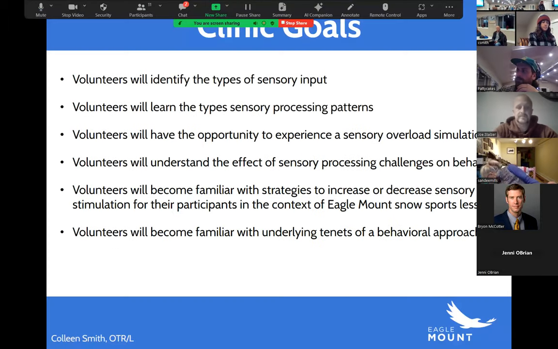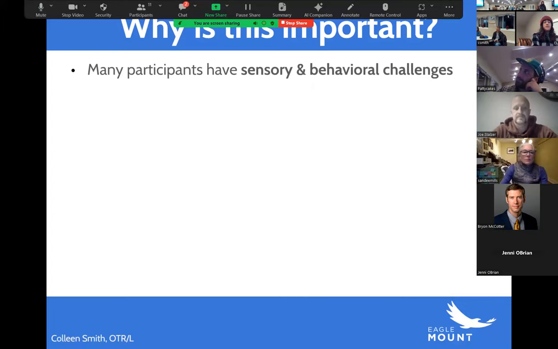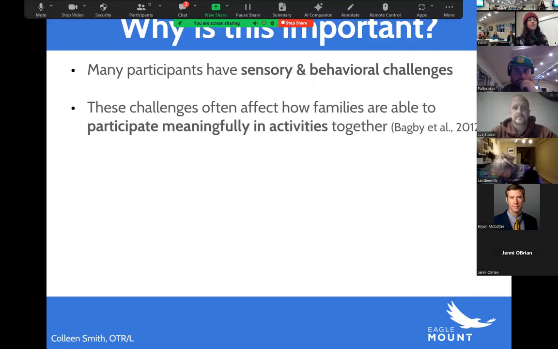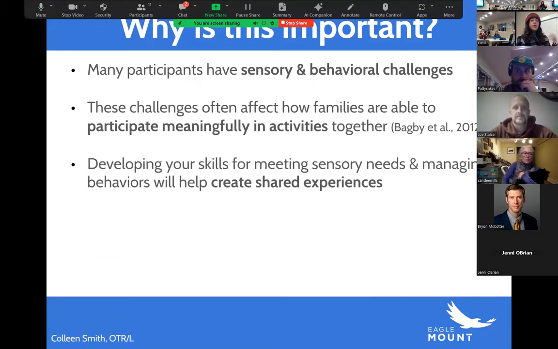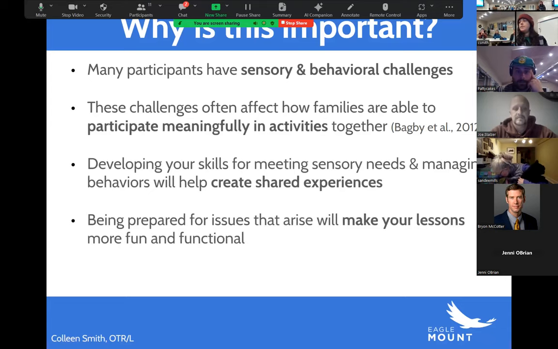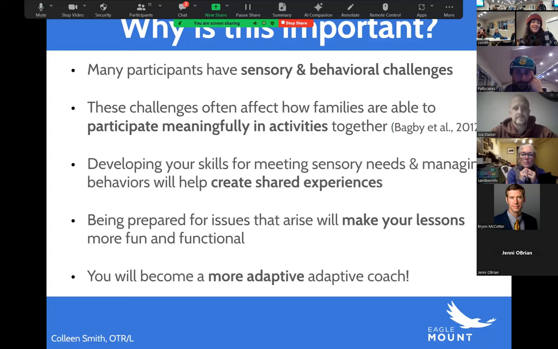Awesome. Okay, so why this is important is that many of our participants are going to have sensory and behavior challenges. You might see it on their paperwork as a sensory diagnosis. For some of the younger kids, that's become more common. It's also really common with ADHD, anxiety, and autism. In our older clients, you might not see that on the paperwork because sensory is a newer thing we've been talking about, but it still exists. This really affects how people meaningfully participate in activities. So we want you to be as prepared as possible to influence and create a shared experience that's positive, and make your lessons more fun and functional. That's the big goal. You can even think of this as another piece of adaptive equipment or adaptive tool. You are going to be more adaptive, is the goal here.